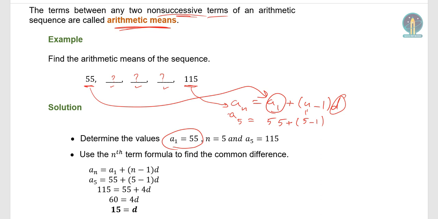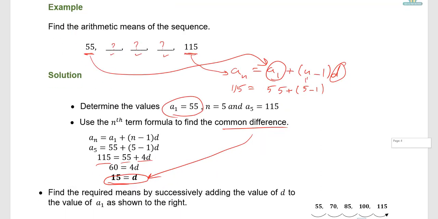Right? So a5 here is just 115. So that's exactly what we have here. 115 equals 55 plus 5 minus 1 times d, which is 4d. So d equals 15. So the common difference is equal to 15.